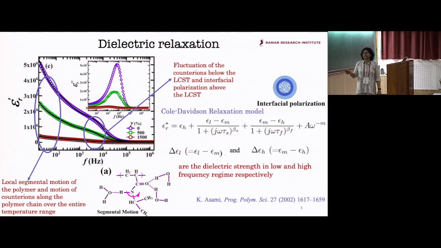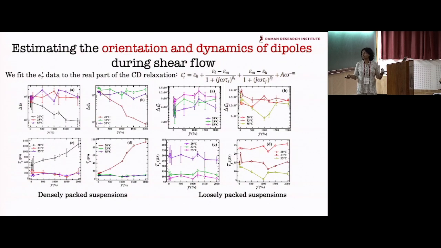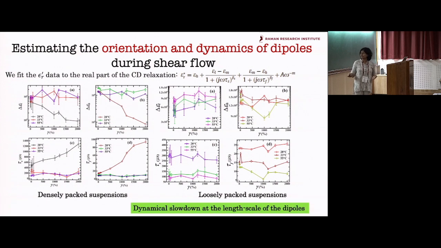We see that as we increase the strain, the permittivities are decreasing. What we focus on is when the particles are very, very closely and densely packed. And when we calculate the time scales of the dynamics, we see that the dipolar dynamics actually slows down. This is something that we hadn't really expected. So we do see, for the maximally close packed particles, dynamical slowdown at the length scale of the dipoles.